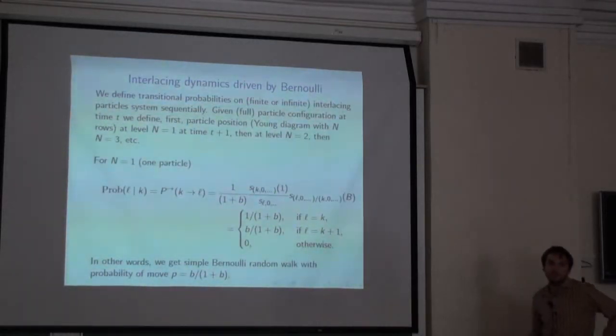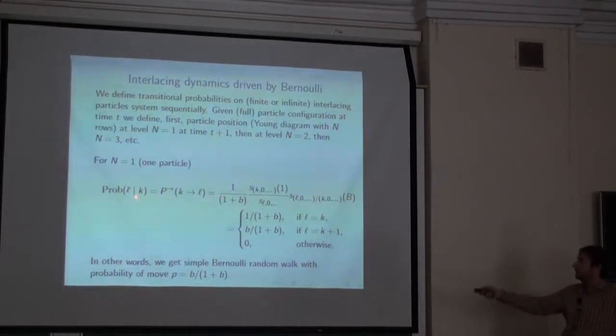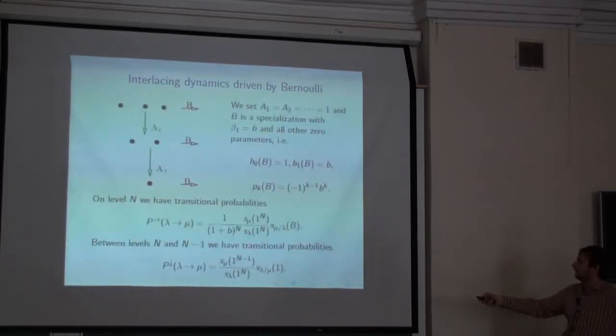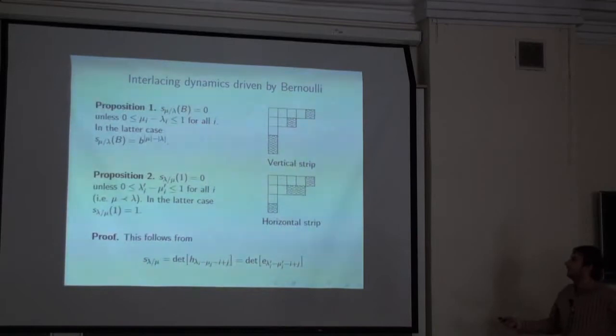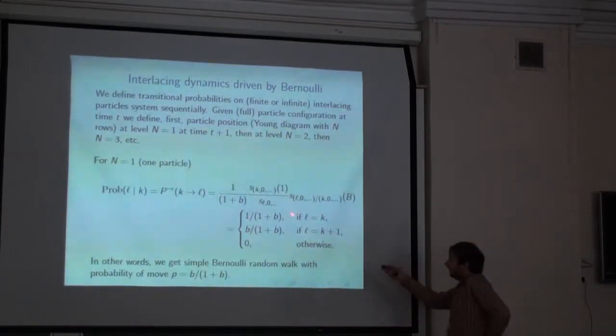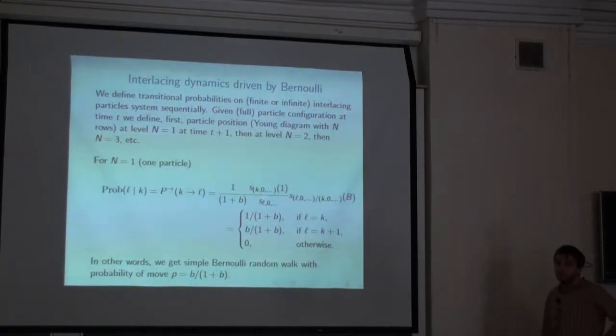First let's start from 1 particle. For 1 particle everything is very simple. We don't need any commuting Markov operators. We just take this transitional probability in case when n equals 1. And evaluating what happens here, we see that the transitional probability turns out to be a very simple formula.